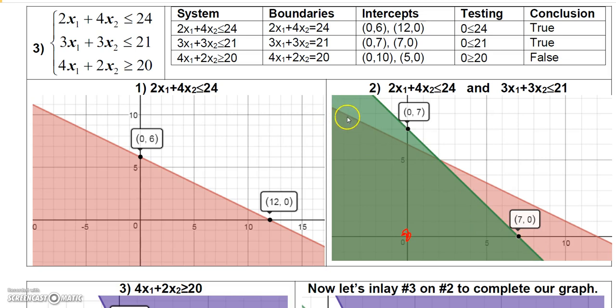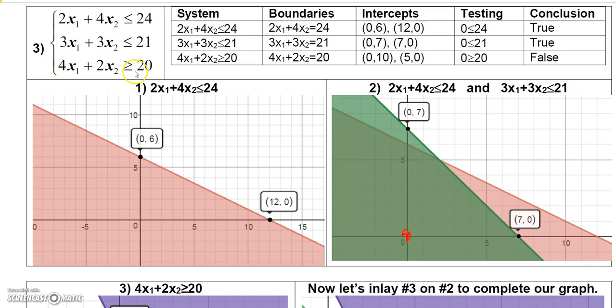It's bounded here by the red line, and it's bounded here by the green line. So it actually comes down here and changes boundary right here to this one, and then all the region goes on, and it goes on forever and ever in this direction. Okay, and then finally, I have a third one here that I'm going to bring in.